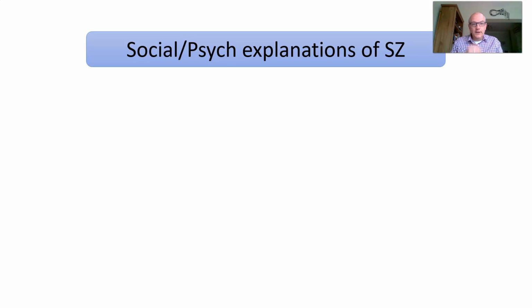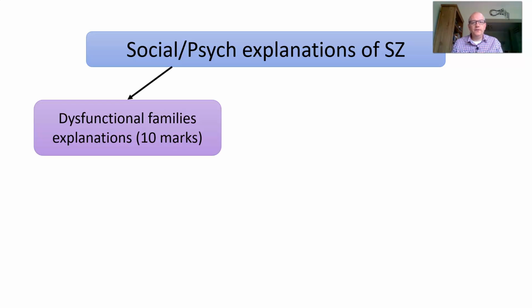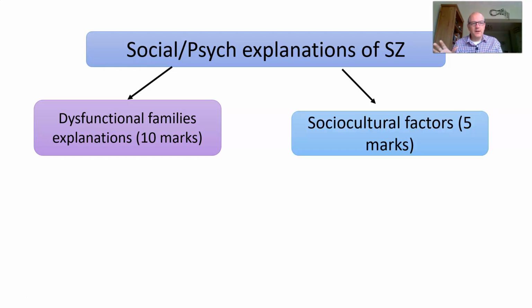Right, so social psychology explanations. We have two explanations that we're going to look at. The first one is the video for today, which is dysfunctional families, which is our 10 marker. And then the 5 marker, so the one that you have to write half an essay on. So if you get a question asking for 2 social psychology explanations, you can refer back to this one, which is socio-cultural factors, and you will be looking at that next week.